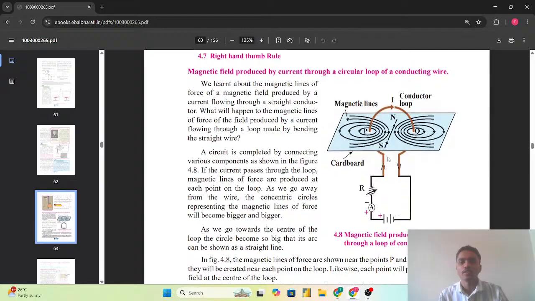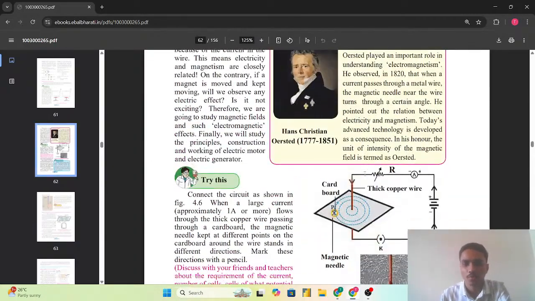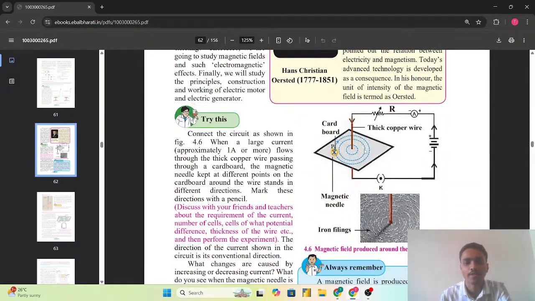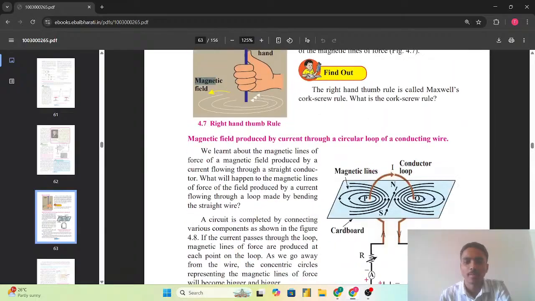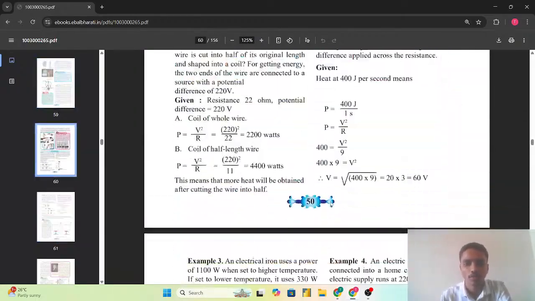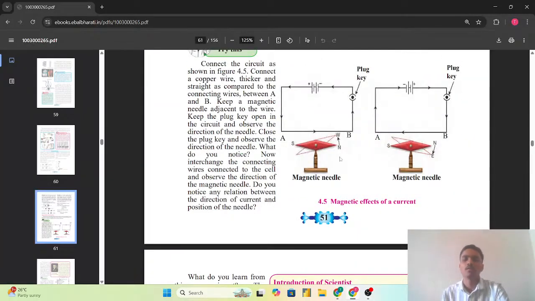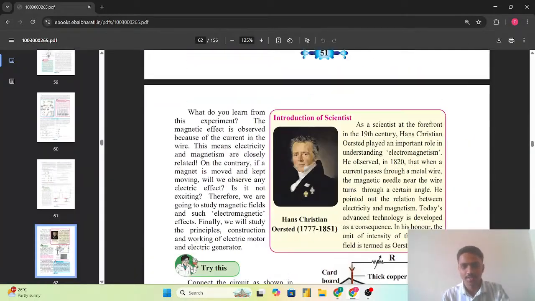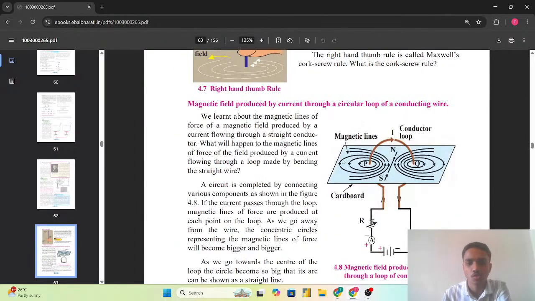In the experiment which we have performed here, we have taken iron filings and spread them on a cardboard, and we have made the connection of the circuit. As the current passes, the iron filings get formed in concentric circles, showing the magnetic lines of the force. So again we have seen in the experiment that due to the electric current, the magnetic field is generated. That experiment also states that.